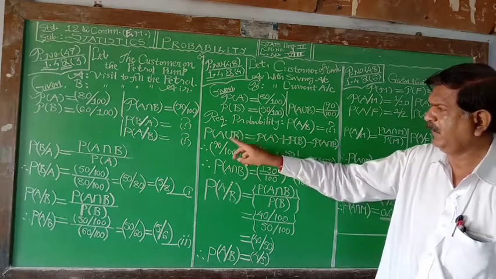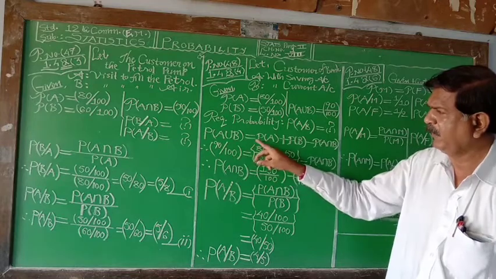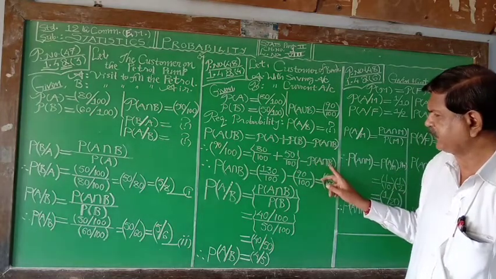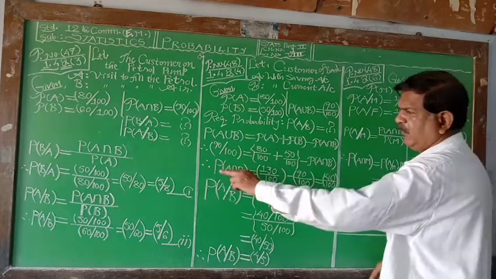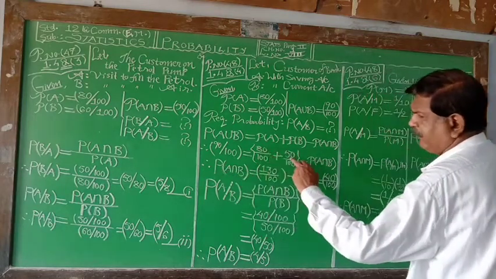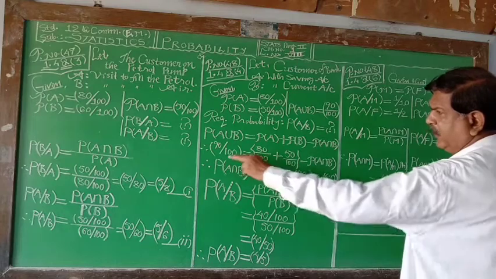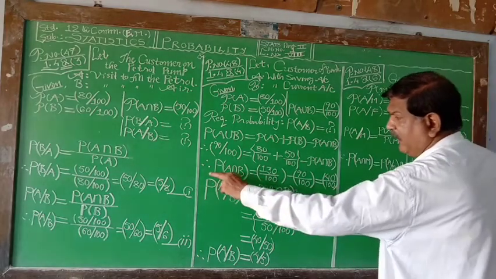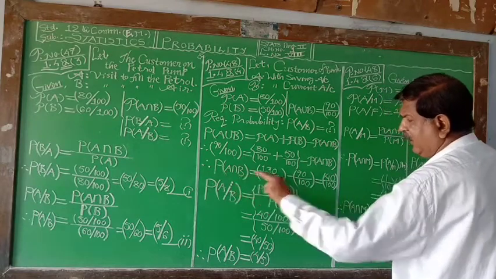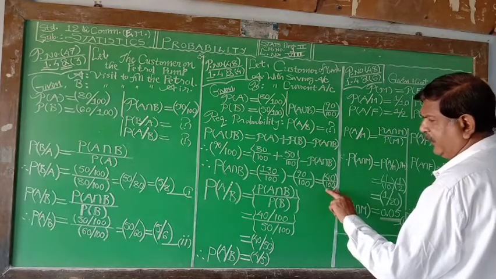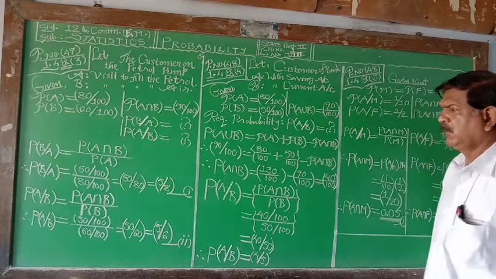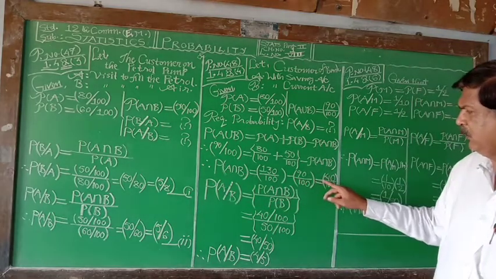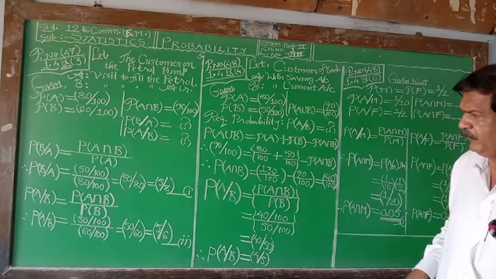P of A union B is 90%, means 90 by 100. P of A is 80 by 100. P of B is 50 by 100. Minus P of A intersection B. This becomes positive on the left hand side. 80 plus 50, 130 upon 100, minus 90 upon 100 means 40 by 100. Probability of A intersection B is 40 by 100. Right? Probability of A intersection B is 40 by 100.